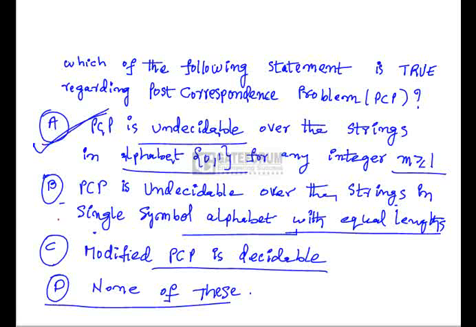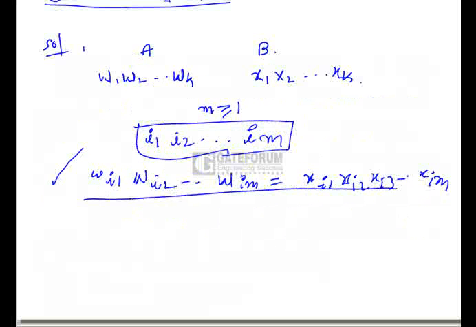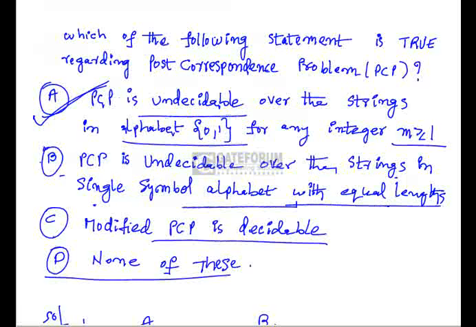Let us see how B is false. PCP is undecidable over the strings in a single symbol alphabet with equal lengths. When you take equal length strings and a single symbol, the same combinations of strings will come and we can have equality of these combinations for any integers. So that PCP is decidable, but it is given as undecidable. Modified PCP is also undecidable, but it is given as decidable. It is also wrong. Option A is the right option here.